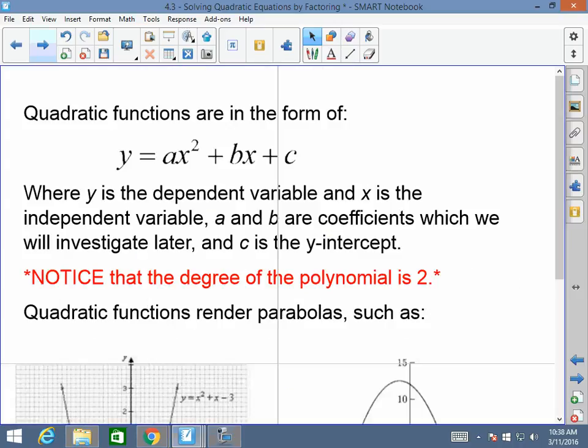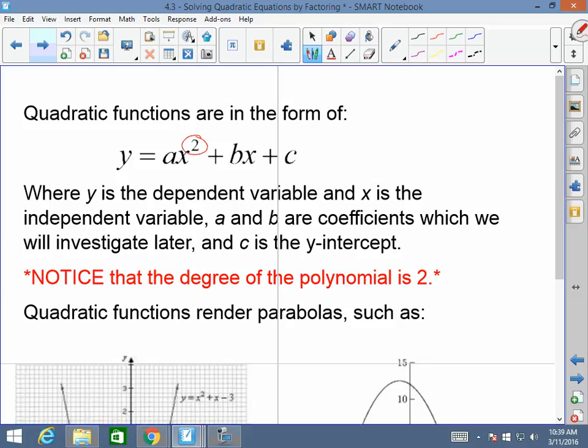For quadratic functions, it's a different formula. It's a different function. Y equals ax squared plus bx plus c, where y is dependent variable, x is the independent variable, a and b are coefficients, which we will investigate later, and c is the y-intercept. Notice that the degree of the polynomial is 2. This 2 tells you, hey reader, there are 2 solutions.